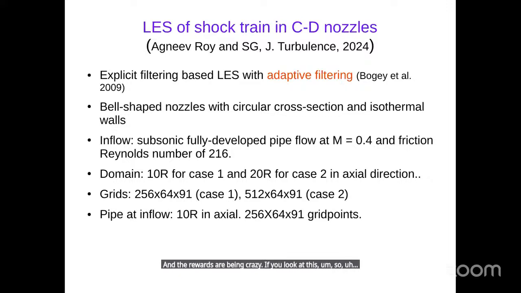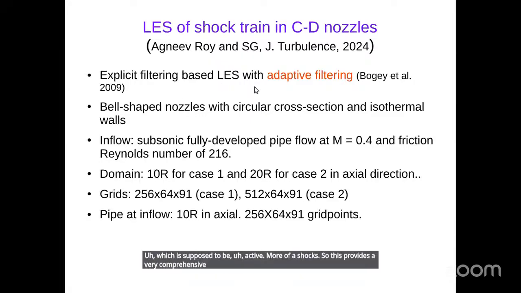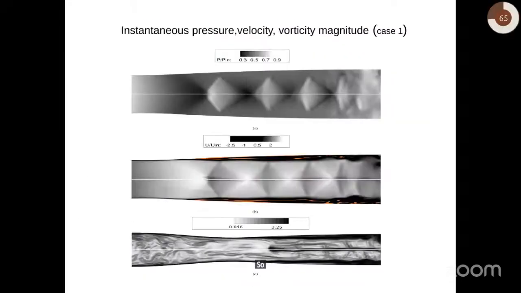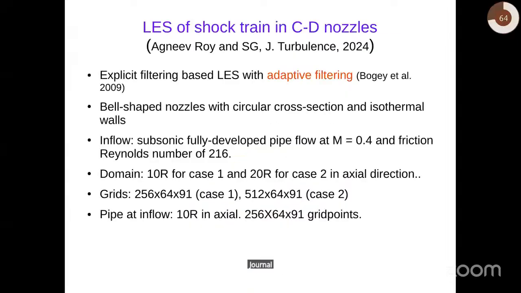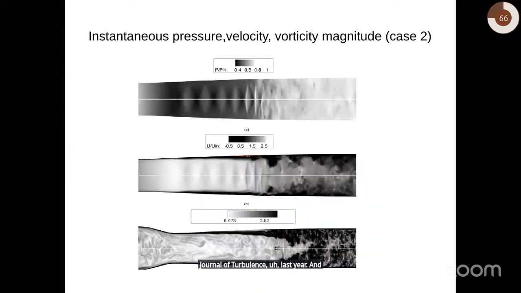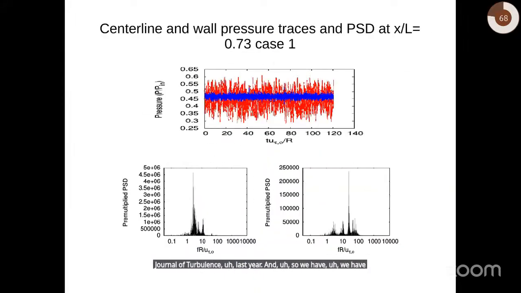Just one minute on the shock train in CD nozzle models, which we have done with our LES code, but here we have also implemented adaptive filtering, which is supposed to be active near the shocks. This provides a very comprehensive shock capturing method, an alternative compared to the shock capturing schemes. These are the results from that work, which got published in Journal of Turbulence last year. We have done many things in that area.